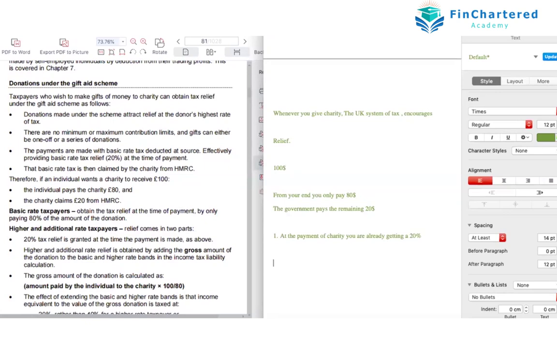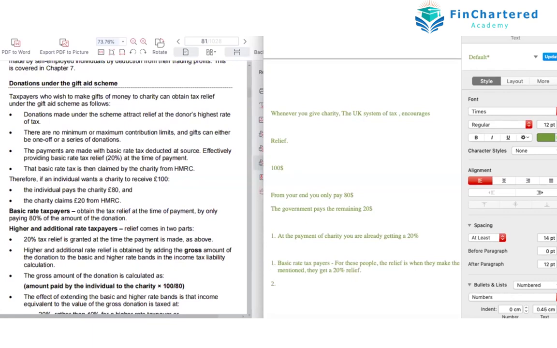Meanwhile, there are three kinds of people. The first kind of people are the basic rate taxpayers. That is the people who have an income of less than 37,700, the ones who pay 20% taxes. For these people, the relief is when they make the payment as mentioned above. How much relief do they get? They get a 20% relief.